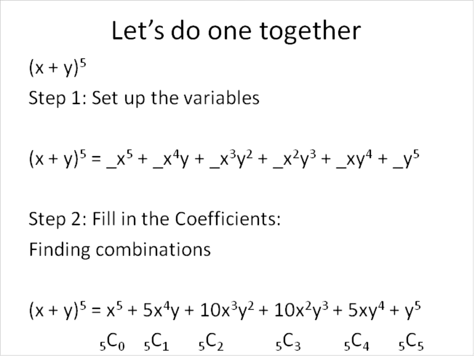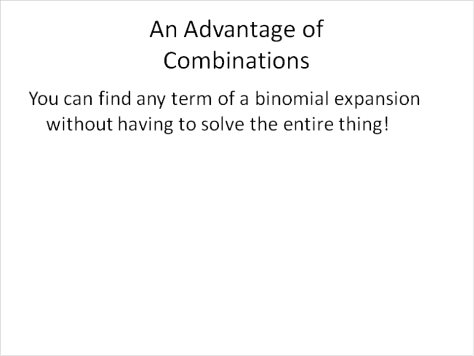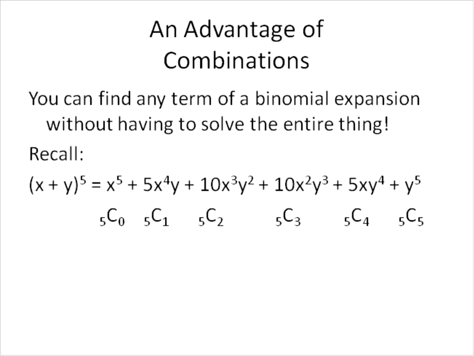We don't have to multiply things out 5 times to figure it out. We can just use the binomial theorem and combinations to solve. Now, there is one advantage. There are other ways to do this, but there's an advantage of using combinations, and that is that you can solve any term in the binomial expansion without having to expand the entire thing. I'll show you what I mean by that.